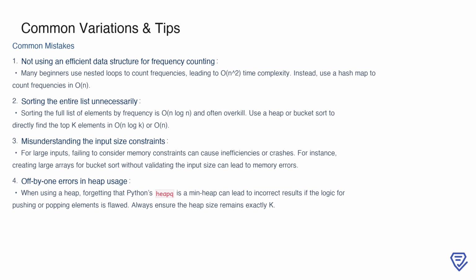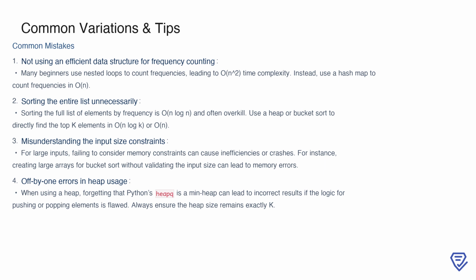Another common error is sorting the entire list of elements unnecessarily. Sorting all elements by frequency takes O(n log n) time, which is often excessive. A better approach is to use a heap or bucket sort to directly find the top k elements, which reduces the complexity to O(n log k), or even O(n) in some cases.